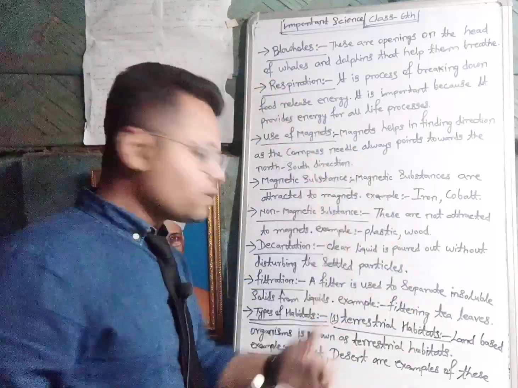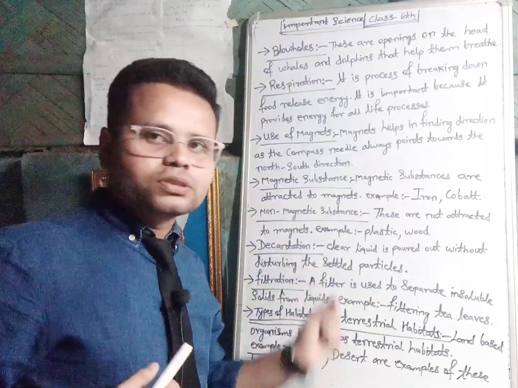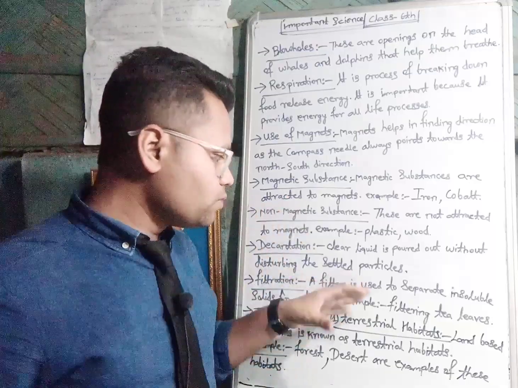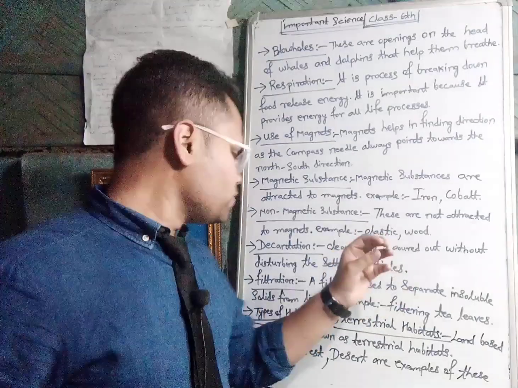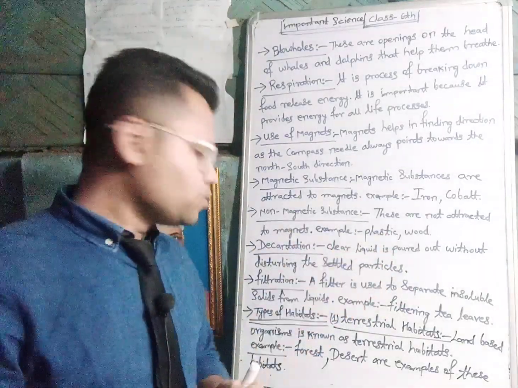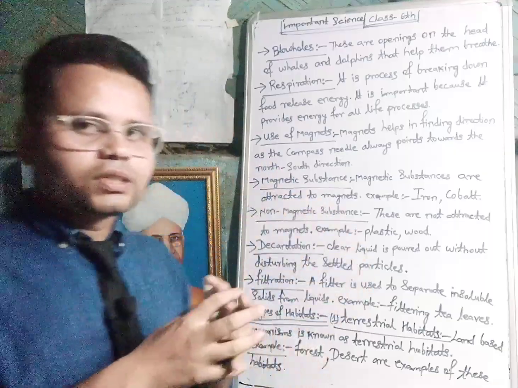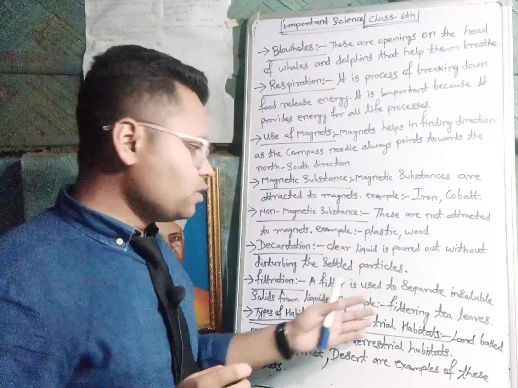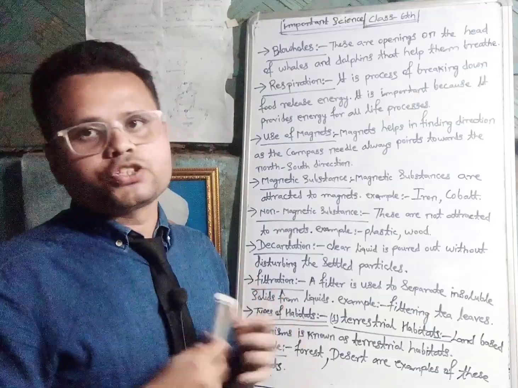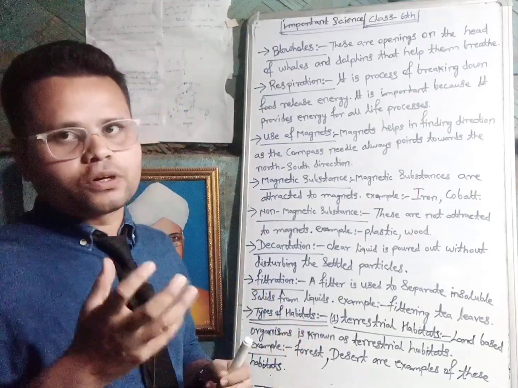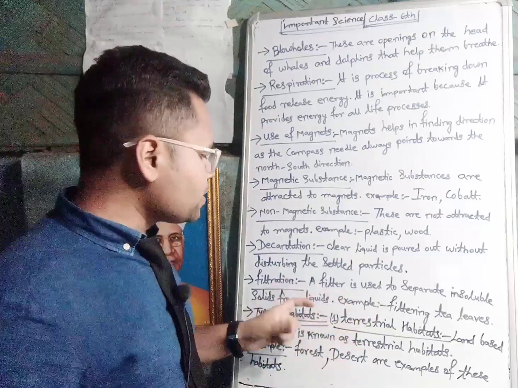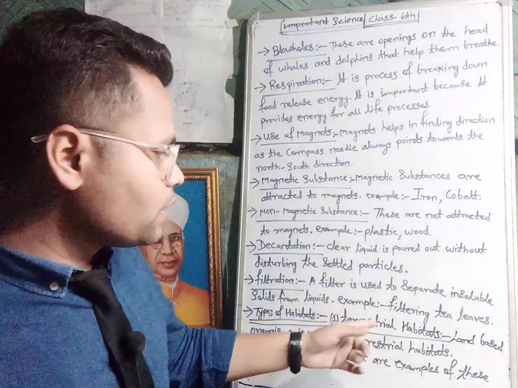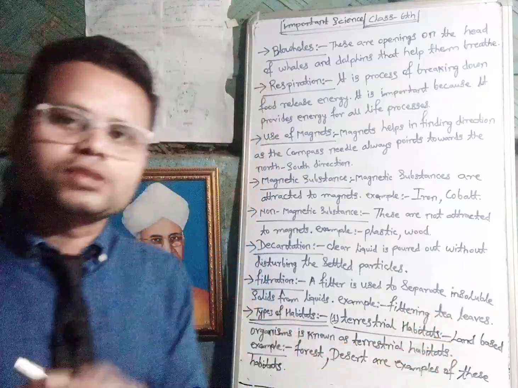After that we are focusing on filtration. A filter is used to separate insoluble solids from the liquid. For example, after preparing tea, we can filter out the tea leaves from the tea that we have prepared. A filter is used to separate insoluble solids from liquid, and filtering tea leaves is an example. I hope you understand what I'm telling you.